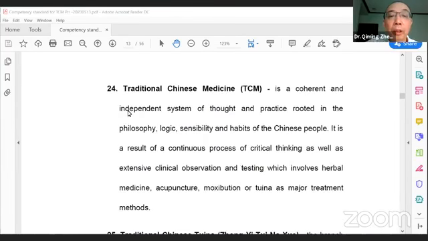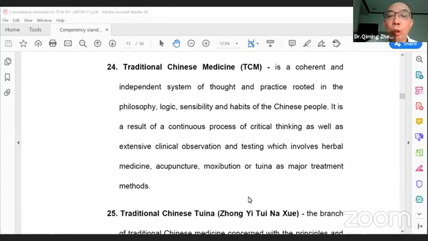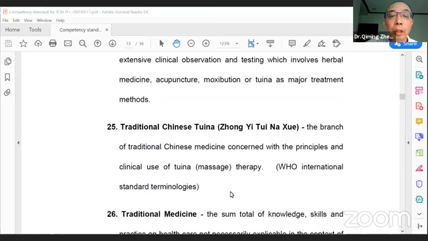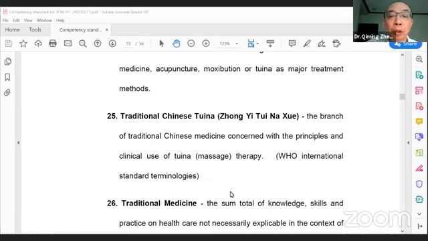Okay, here, traditional Chinese medicine is a coherent and independent system of thought and practice rooted in the philosophy, logic, sensibility, and habit of the Chinese people. It is a result of a continuous process of critical thinking as well as extensive clinical observation and testing, which involves herbal medicine, acupuncture, moxibustion, or tuina as major treatment methods. Traditional Chinese tuina is the branch of traditional Chinese medicine concerned with the principles of clinical use of tuina therapy.